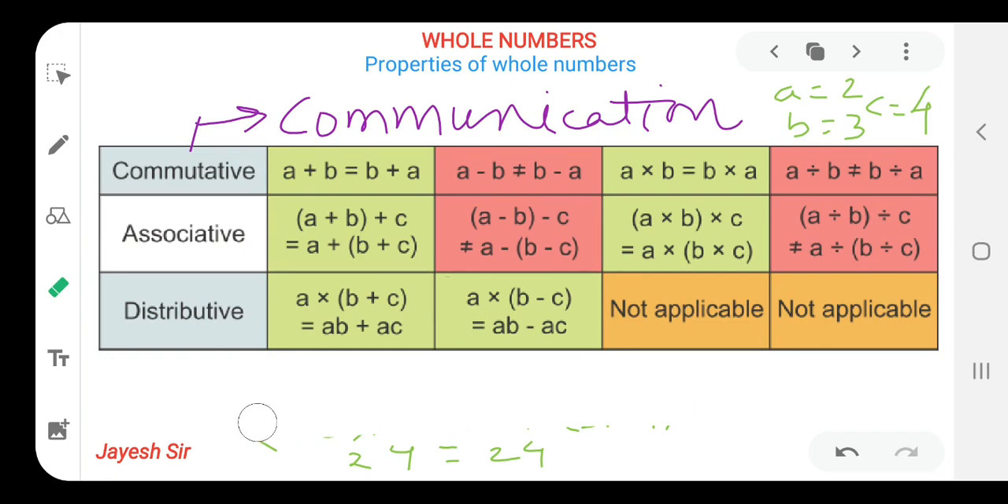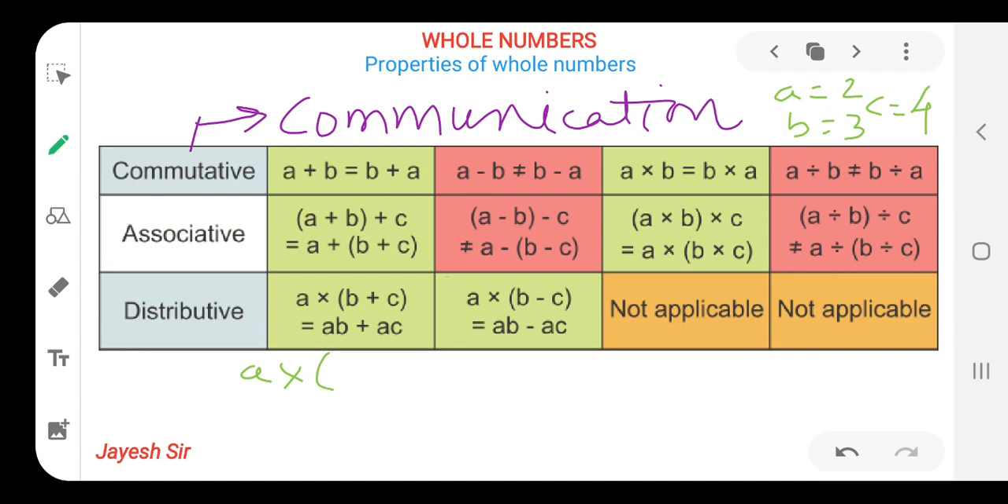So let's begin with the distributive property, and that's the most important property that we are going to learn today. This property is going to help you a lot in your higher classes and in this class also, in various different chapters, and it will make your calculation speed faster. Now let's understand the distributive property.